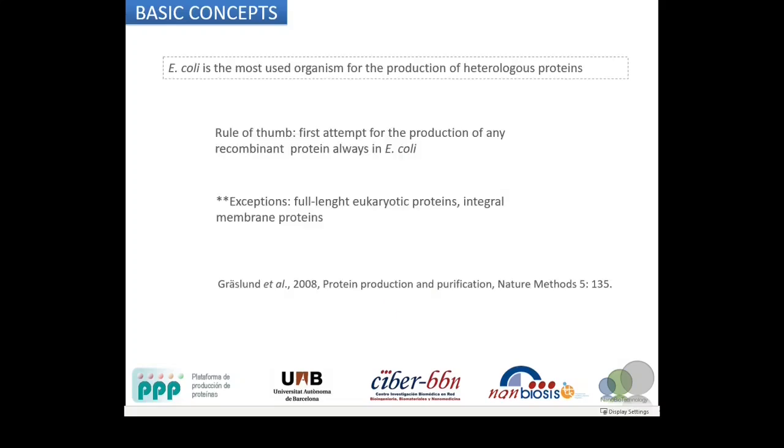In any case, when trying to produce a recombinant protein, it's important to take into consideration the prokaryotic expression system E. coli, because it's the most used organism, and there are a lot of tools that are available, and also it's a system that is fast, and it's easy, and it's cheap. Therefore, the rule of thumb for this expression system is to attempt that in E. coli. However, there are some exemptions that apply, as in the case of full-length eukaryotic proteins or integral membrane proteins.